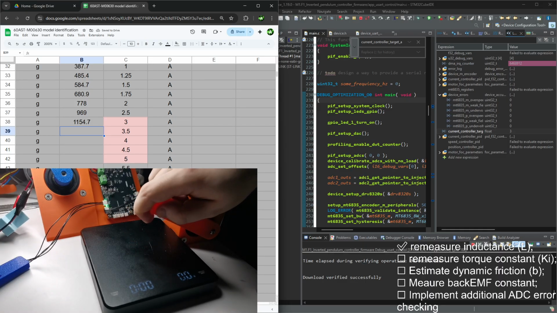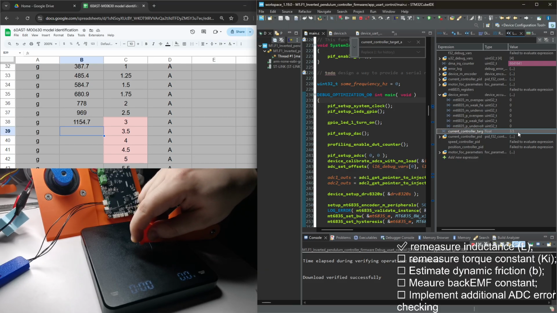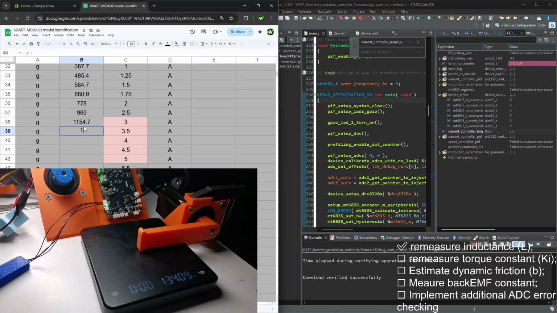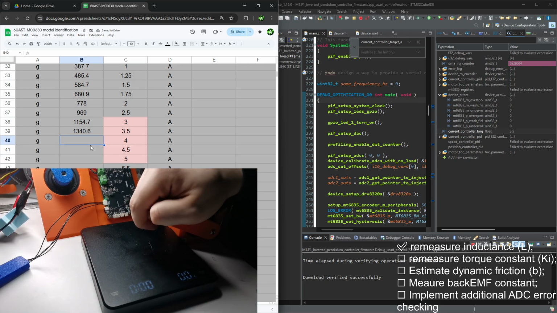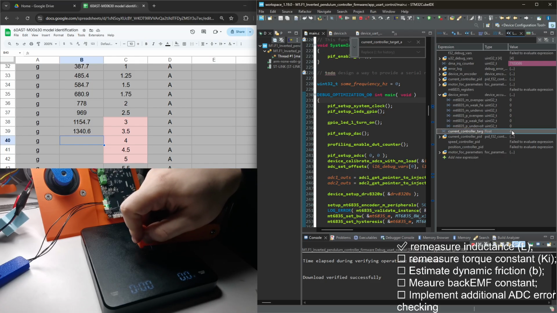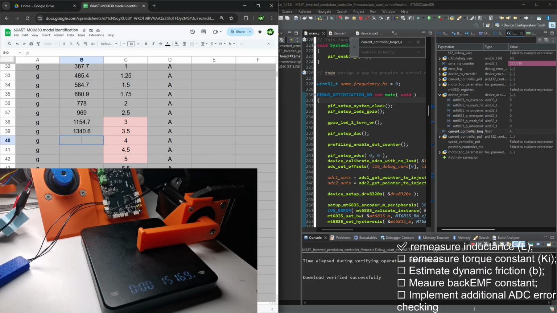3.5. Is the motor hot? And no, still not hot. But it will get hot very soon. 3.5. Put it lightly. Okay. 1340.6. Okay, 4 amps. 4 amps. Oh, okay. Lightly. And write down the number. 1516.7.